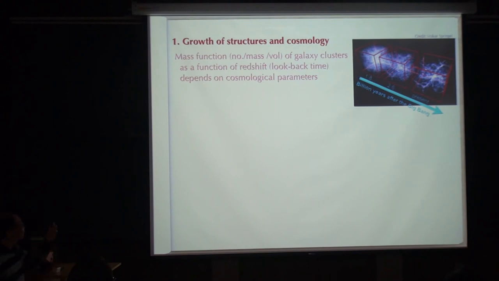And by looking at the distribution of galaxy clusters as a function of mass and average density at different redshifts, you can actually constrain the model of cosmology, in the sense that different amounts of matter in the universe would collapse into large-scale structure at different rates. And galaxy clusters allow you to trace that relatively easily. So that's one of the primary applications of having a very large sample of galaxy clusters.